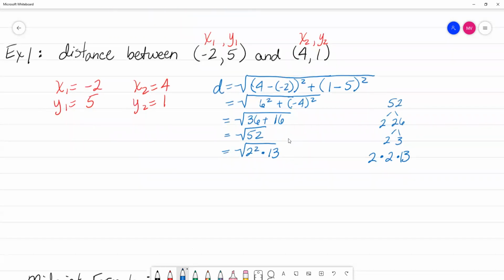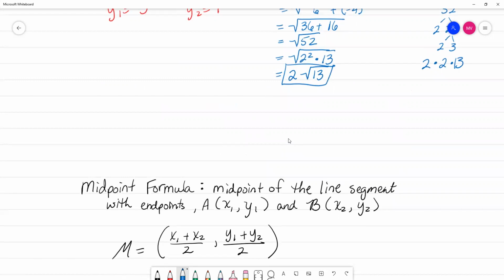Okay, so because this is multiplication, the square on the 2 cancels out the square root. So that actually does become a 2, but the 13 stays there. So this is 2 square root 13 is our distance.